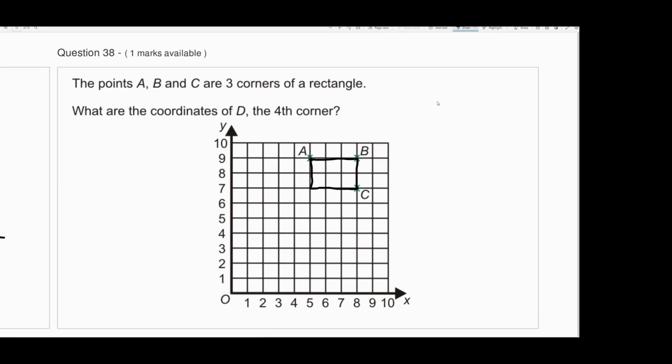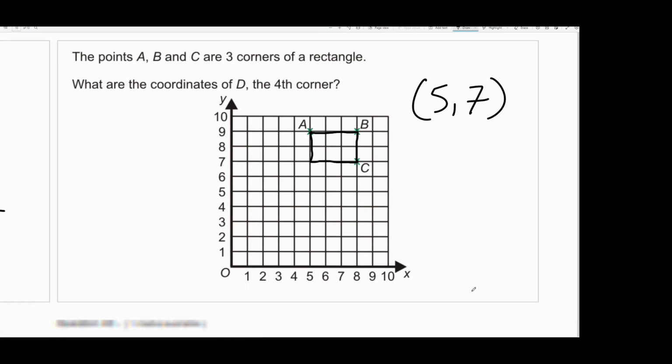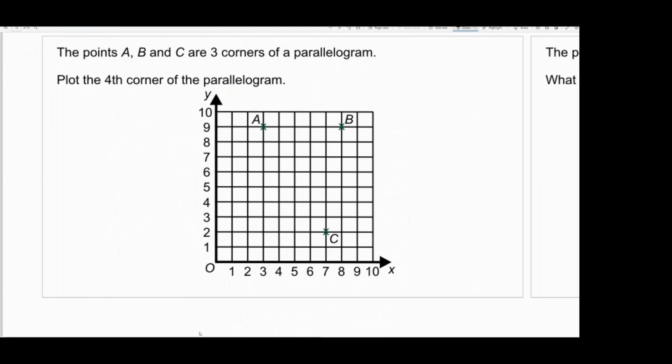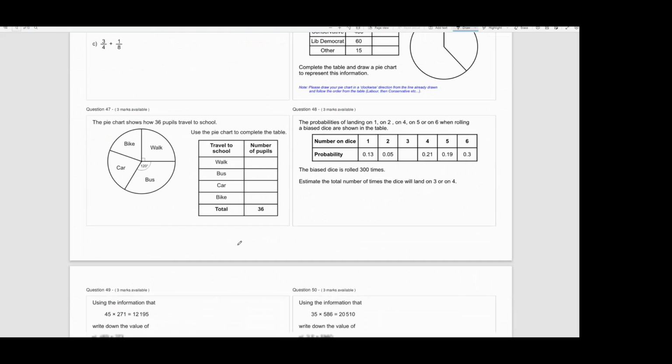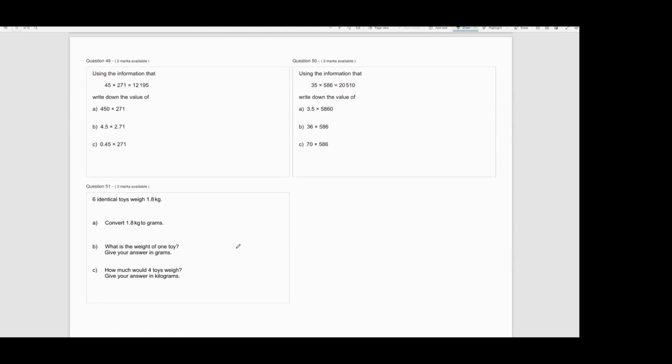Yes, got to be 5 and 7. Brilliant. So I put bracket 5, comma 7, close bracket. Brilliant. There's another couple of these problems here. In fact, let me see what else we have here. A couple more of these problems, bit of indices, pie charts, number relations.